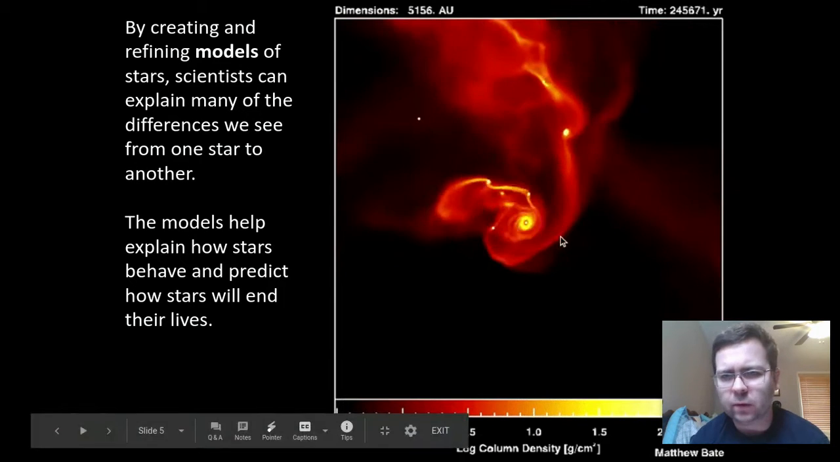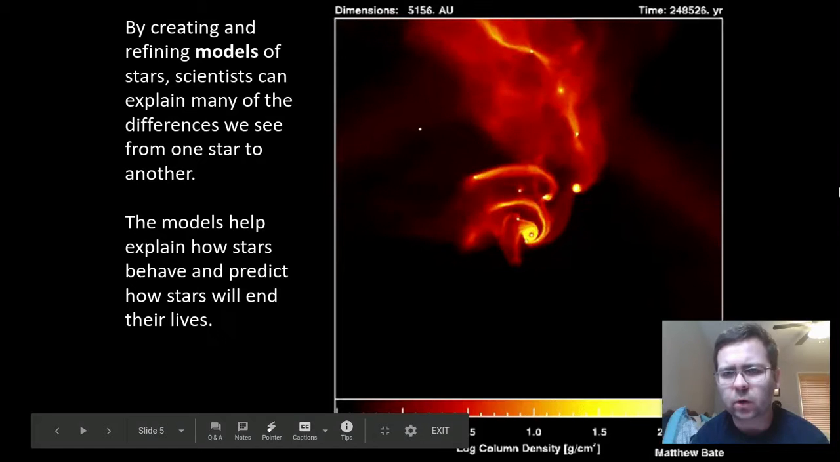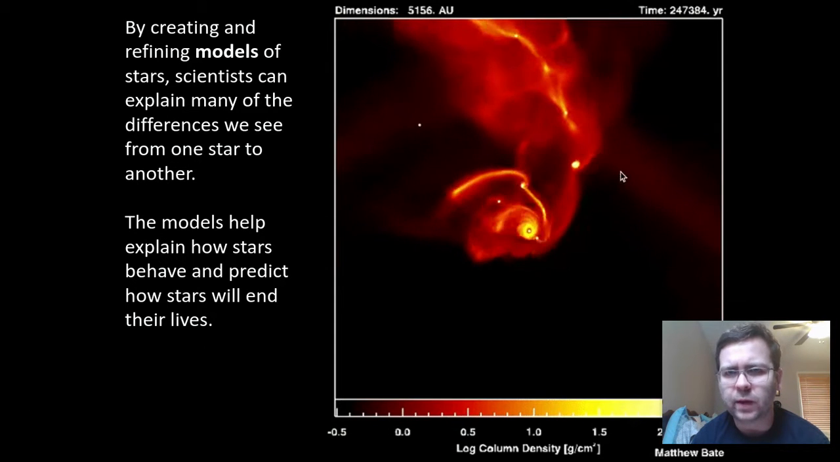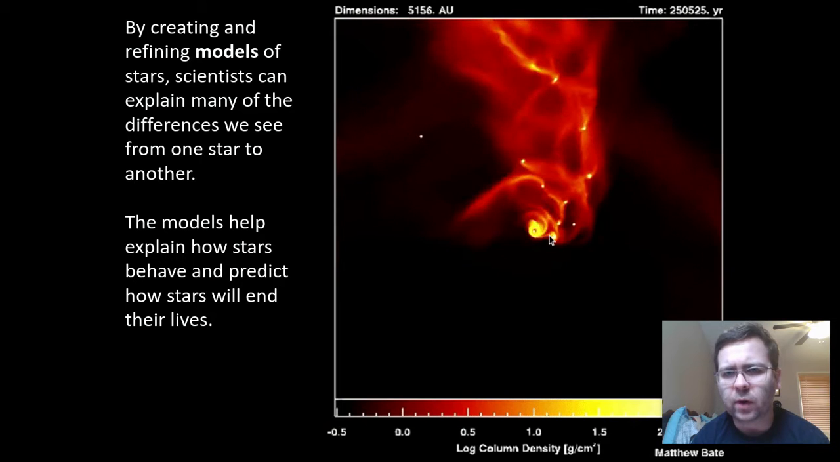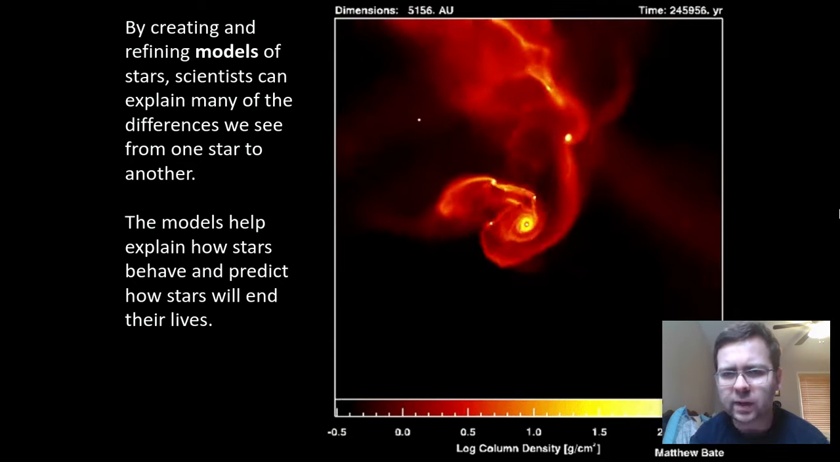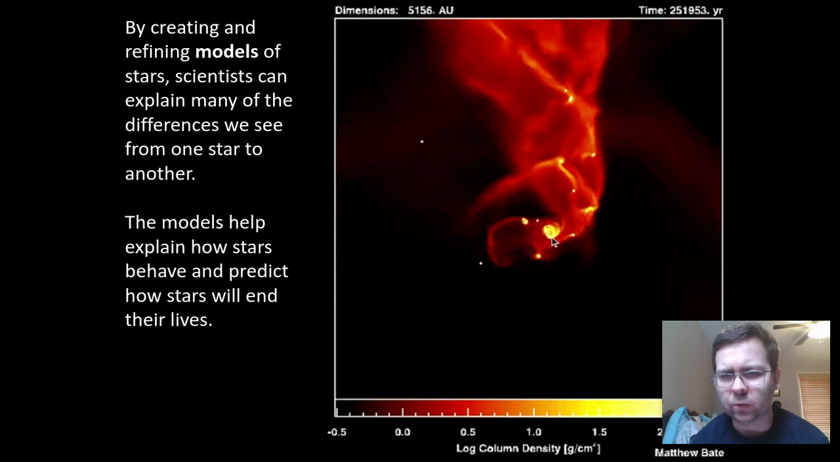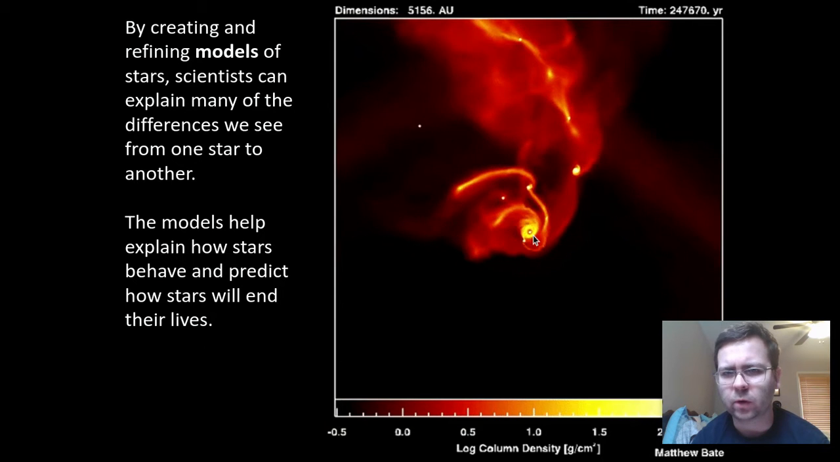This is a computer model of how a star begins. You can see this is like a big gas cloud, and it's all swirling in. Gravity's pulling it in, pulling it together. And, excuse me, you'll notice right here in the middle is where the protostar is. That's where the star is beginning.